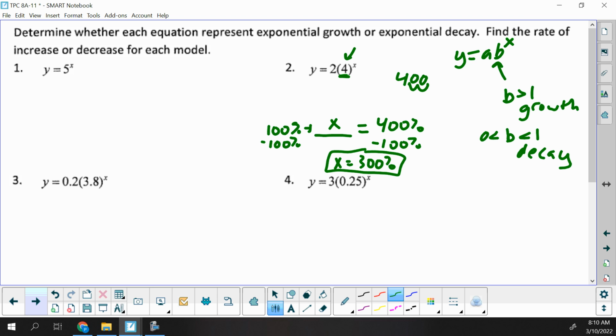So you'll do that on each of the others. You'll do 100 plus equals whatever the current thing is as a percent. Now, the only difference is if you have something less than 1, you'll do 100% minus. So there's one of them here that you'll have to do 100% minus.